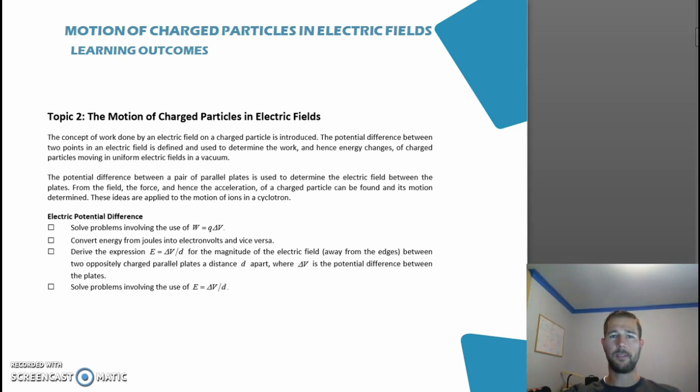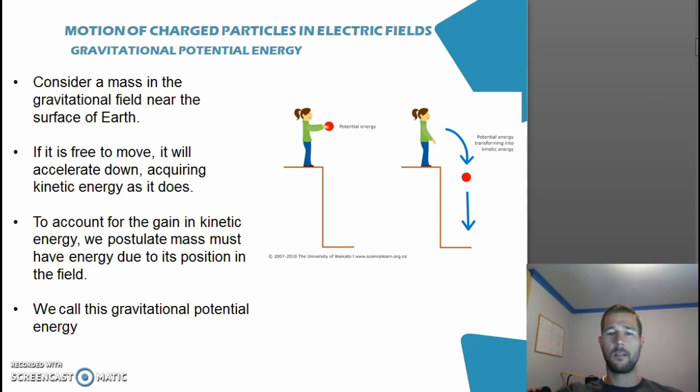So we'll solve problems using the formula for work, convert from joules to electron volts, and look at a derivation for the electric field strength based on voltage. First I'm going to review some projectile motion material, and then I'll compare this to the topic that we've got.